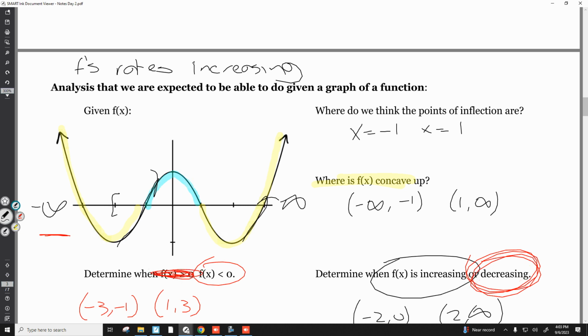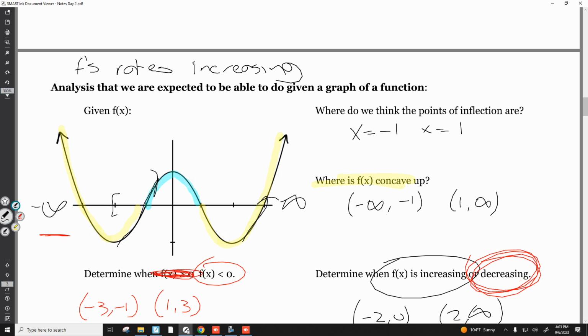It's F slopes increasing. -3, -2, -1, 0, 1, 2. Those values are increasing. I'm concave up. When your rates are increasing, you are concave up. I'm asking you the same question, but I'm wording it differently.